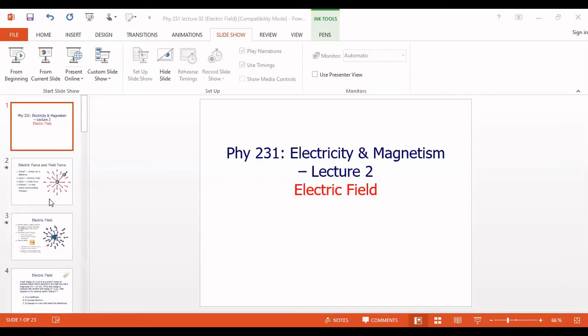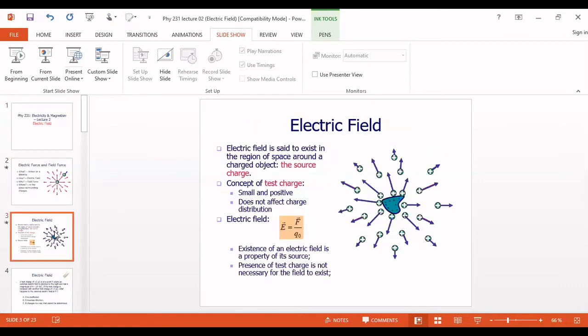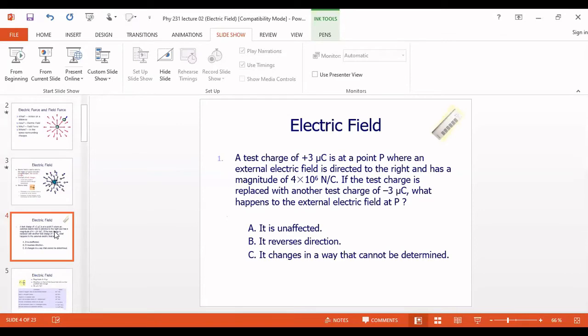Okay, so we go back to our. The question never showed up on the link. Pardon? The link never showed up on my. The link never showed up on your what? Telegram.